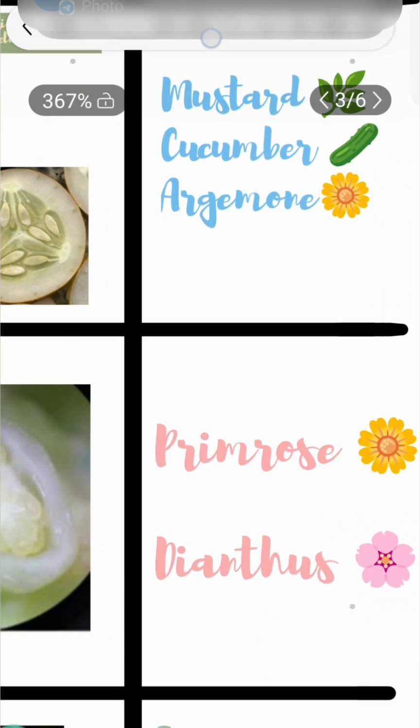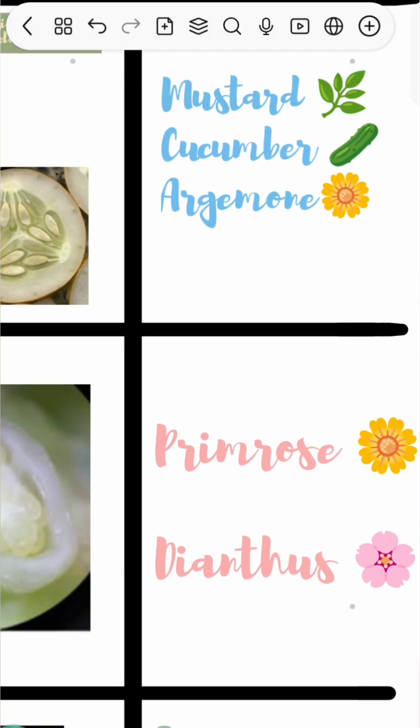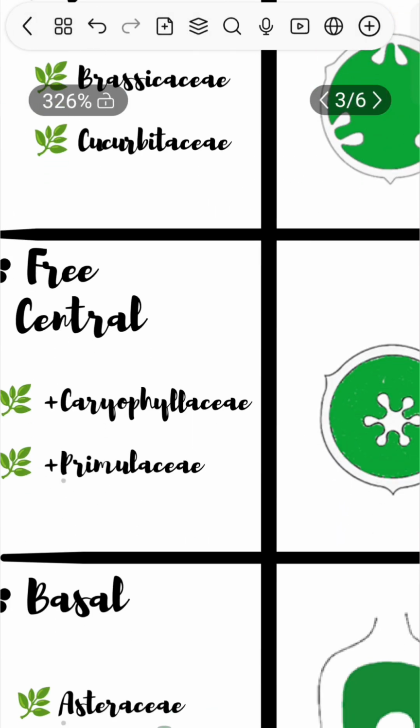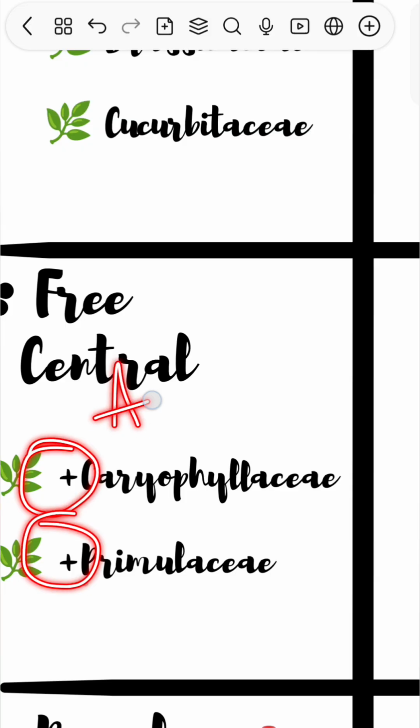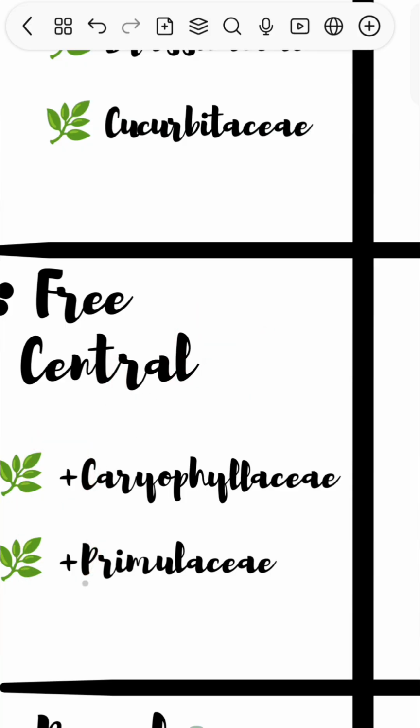Let's see the examples. Primrose, dianthus. Primrose and dianthus come under what? They come under free central. Let's see the plant families. These plant families are additional. These are not in your syllabus. It's just additional for your information. If you need it, you can have it. Caryophyllaceae and Primulaceae. These two plant families are present in free central placentation.